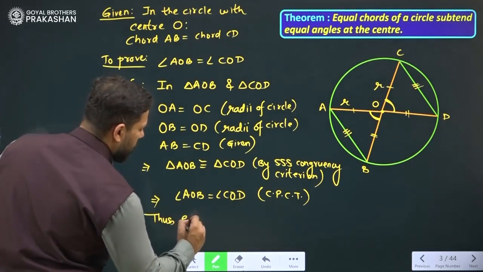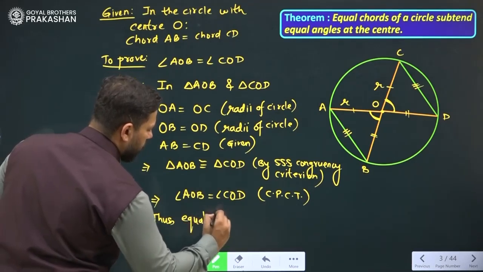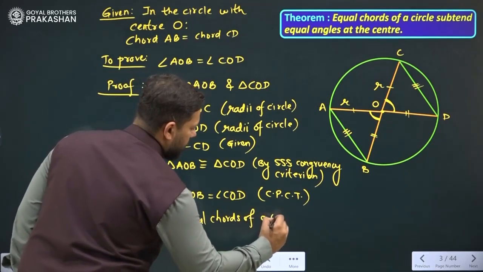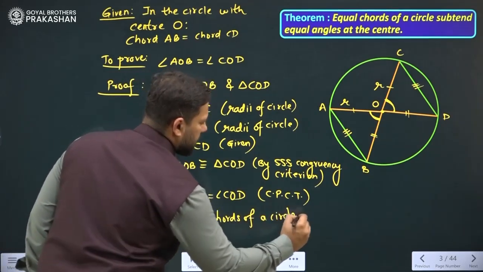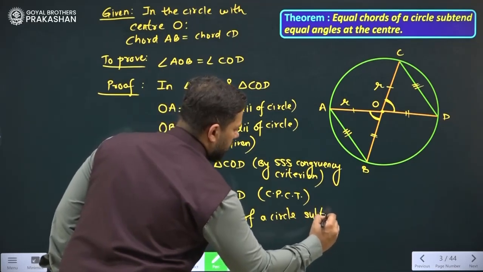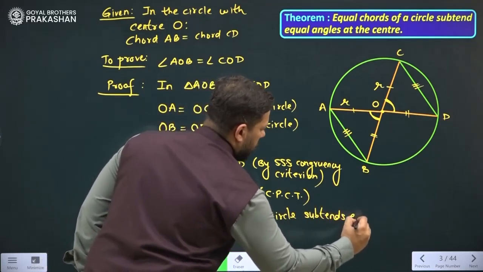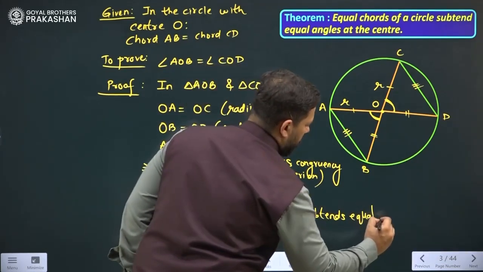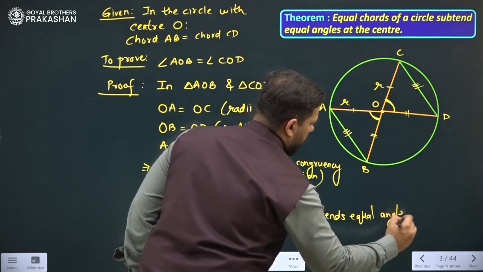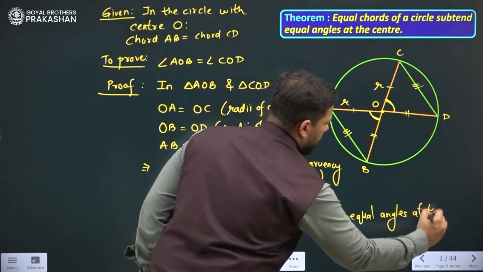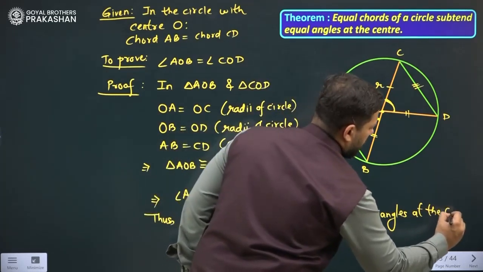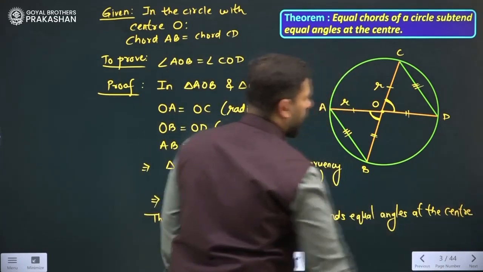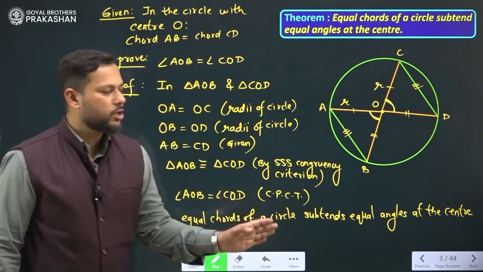Thus what we can say, equal chords of a circle subtend equal angles at the center. Right? This is what we wanted to prove, and we have proved it. So please note it down for your reason.